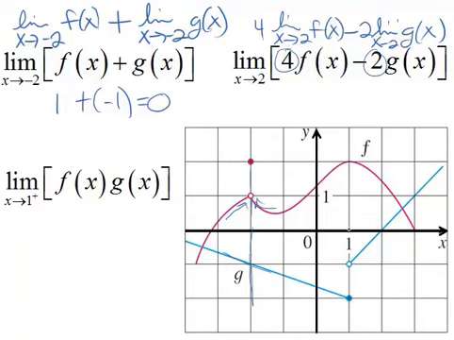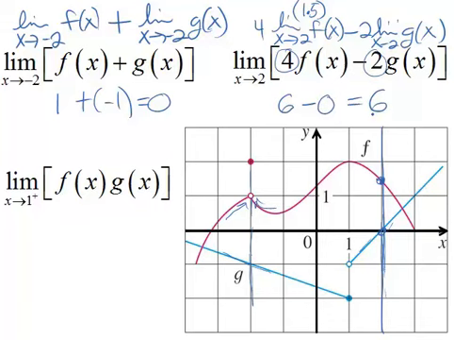And let's look as x approaches 2, so that would be over here. So as we look for f of x, that looks like about 1.5. So this is 1.5, and that would be multiplied by 4. So that's going to give us 6 minus. Now we go ahead and look at g of x, and as we approach 2, we can see we approach from either side a value of 0. So our final answer here is 6.